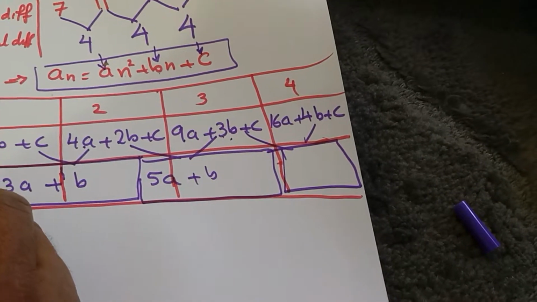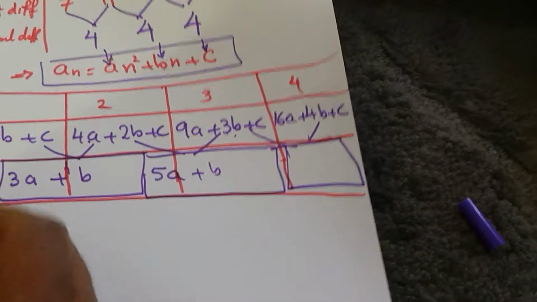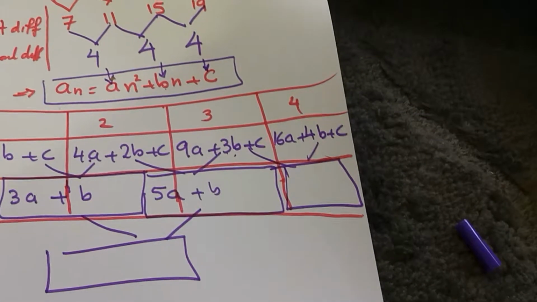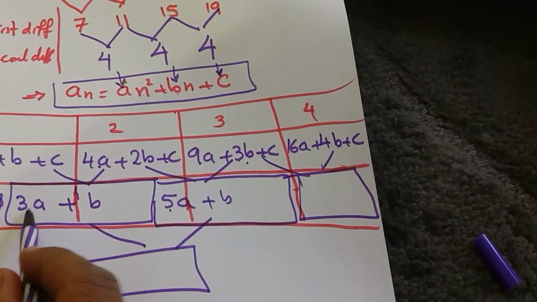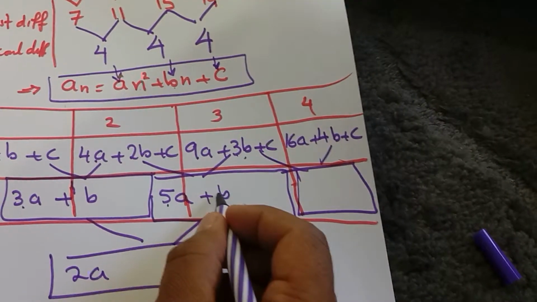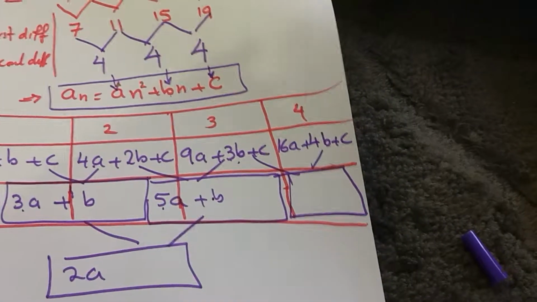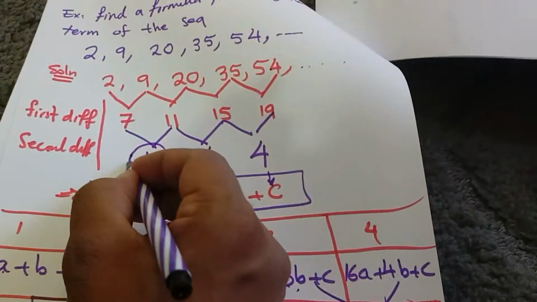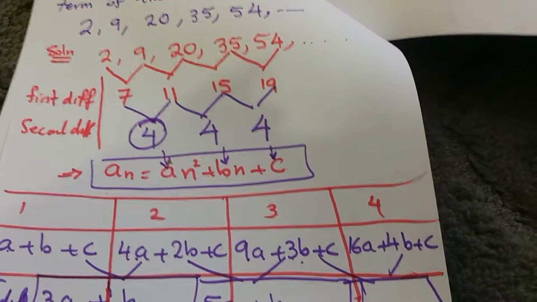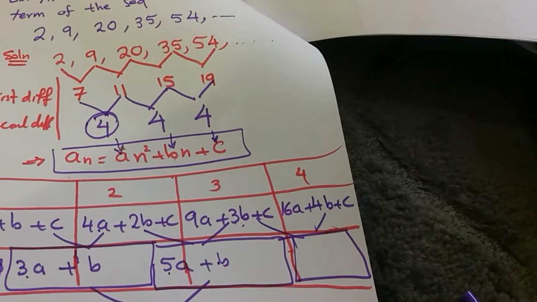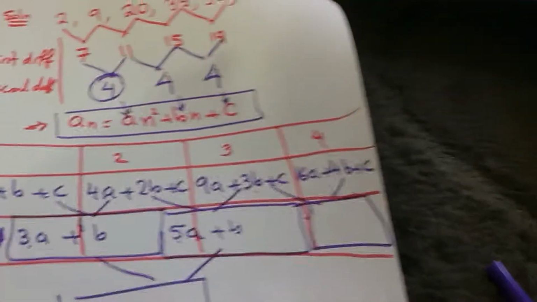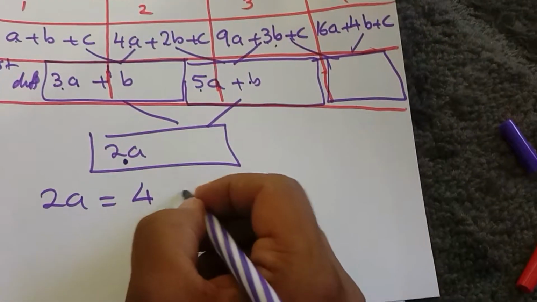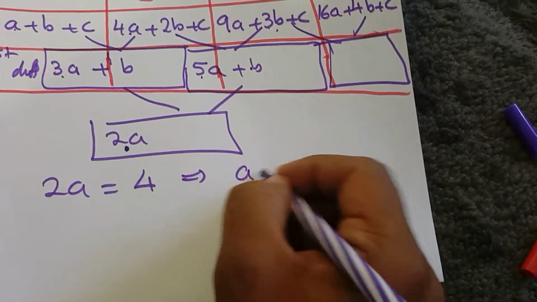Now this is the first difference. We need to go for the second difference, so the difference between these two. So 5a minus 3a, which is 2a, and b minus b, which is 0. Look again, this is the 2a here, which is the second difference, which is this number here, right? So 2a here equals 4. From this, you divide by 2, you get a equals 2.